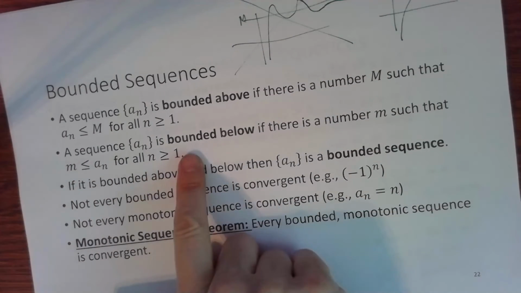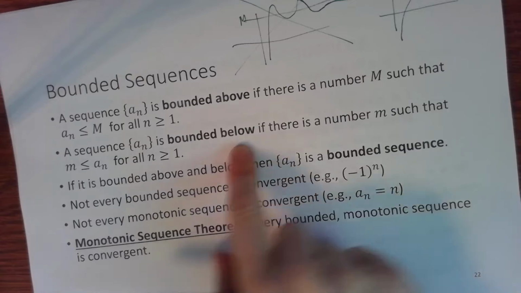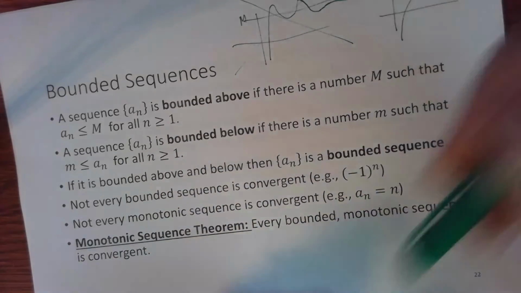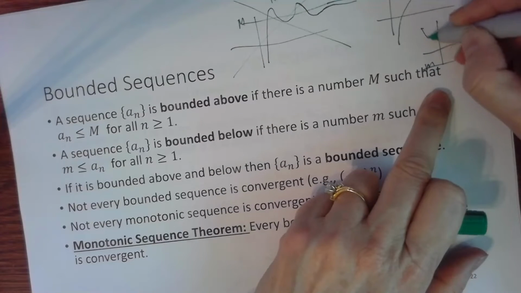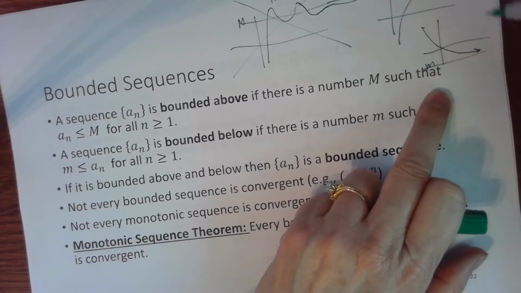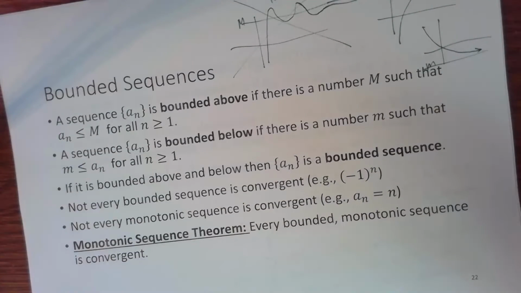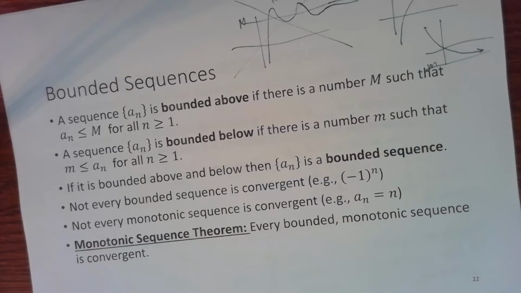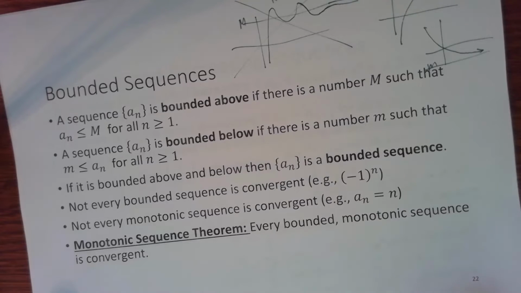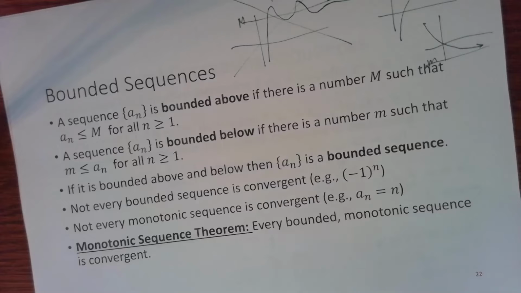And then a sequence is bounded below. That one would be if there's a value that it's always above, so maybe here's m down here, and it's getting smaller and smaller, but it's always above m, or m is always less than the values in the sequence. If we have a sequence that's both bounded above and below, then it's called bounded, just plain old bounded. So there's three different things.